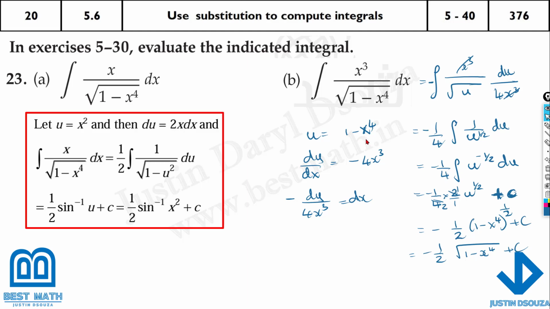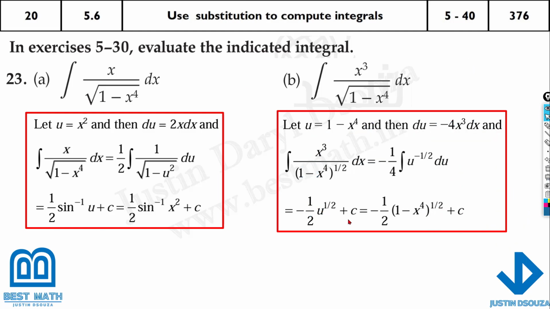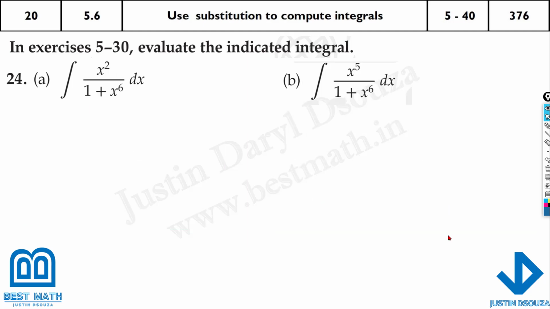Let us look into the answer. Here we have negative half. They have not written it in radical, they have just written the power. It's the same thing. Over here, this is absolutely fine. Let me clear this. We can even go ahead and write in the next step square root 1 minus x power 4 plus c. This is the correct answer.